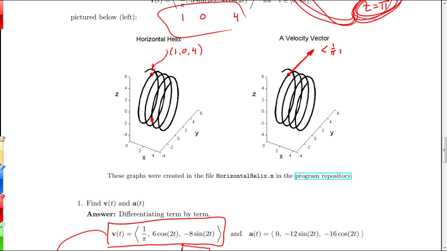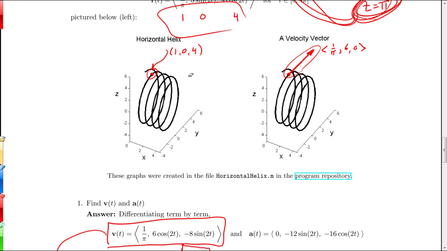1 over pi, 6, 0. So if I was to sketch this down here, I'd go in the x direction 1 over pi, which is like 1/3, and then 6 in the y direction, and 0. I wouldn't go up at all. So basically, I would be going from here to here. That's that velocity. And specifically, if you locate it back at the original point, it looks like this.